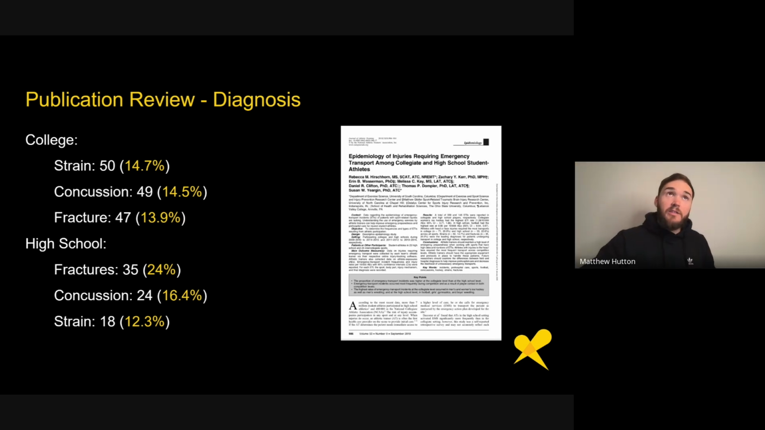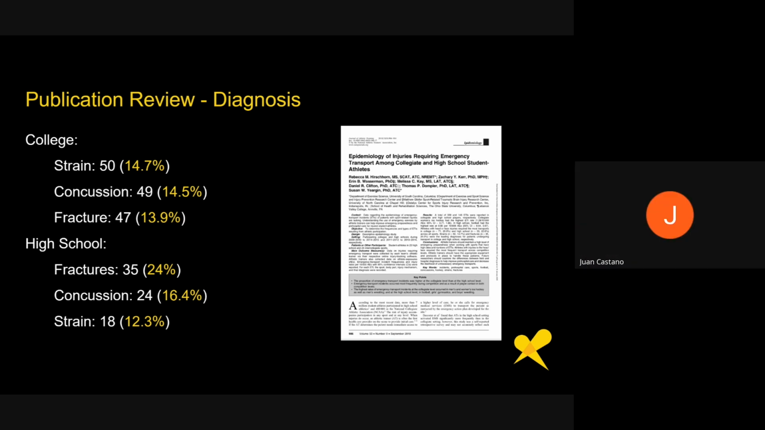Gotcha. Yeah, so that's a local one. How far away were those two schools? FGCU is in Fort Myers and Tampa, so it's about 3.5, 4 hours.